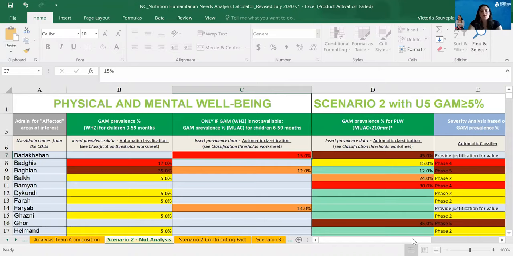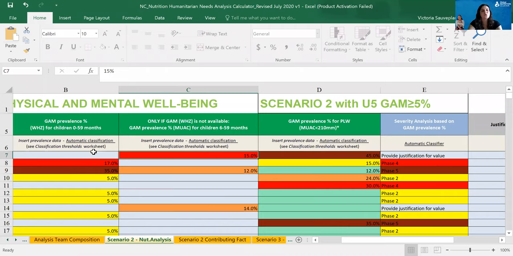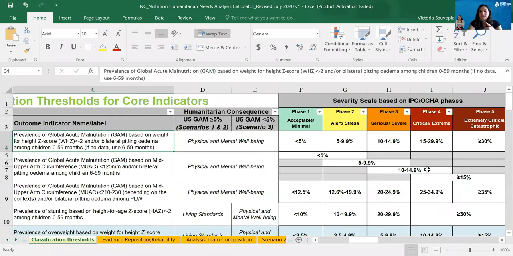So here we automatically prompt that in scenarios where you do not have GAM based on weight for height, then you look at GAM based on MUAC, yet you need to provide justification for the value. Because although this would automatically go to phase four, it actually may be rather phase three. So I'll just show you once again those thresholds here. Remember, so here at 15, oh, sorry, it could be critical or extremely critical.